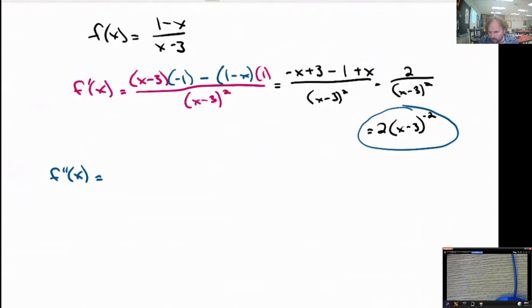So if I was going to do that derivative, it would be negative 4 times x minus 3 to the negative third power times 1, which you don't need to write down because times 1 is just times 1. That's the second derivative, I believe. And so the next part is, when is this greater than 0?